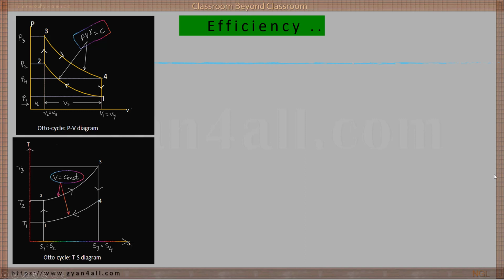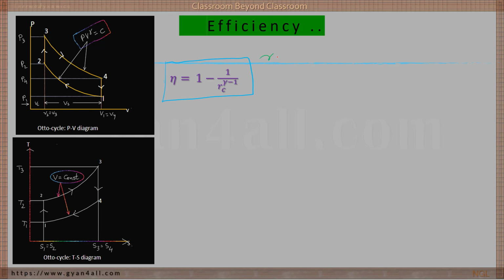Okay. In the last class, what did we discuss? The Otto cycle. So, what is an Otto cycle? The Otto cycle is a constant volume heat addition cycle. What are the processes in the Otto cycle, which is mainly used in the spark ignition engine or petrol engine, and the efficiency we got was 1 minus 1 by RC to the power gamma.